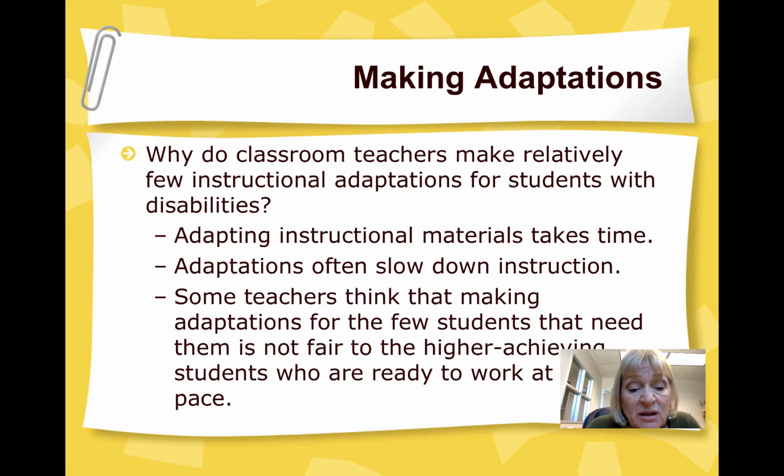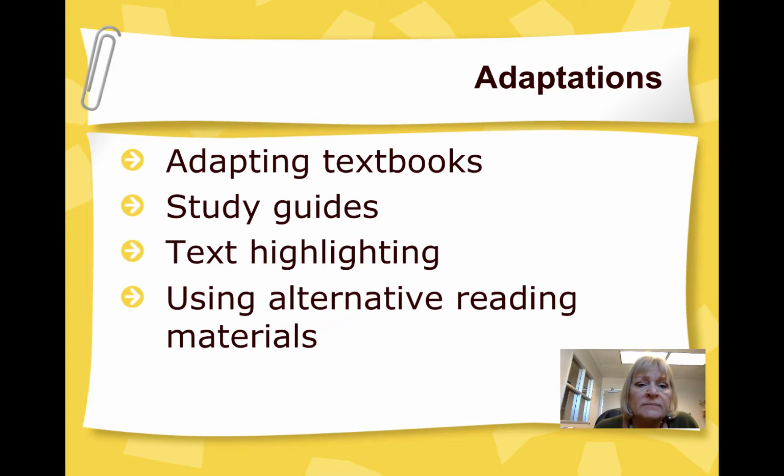And some teachers think that making adaptations for the few students that need them isn't fair to the higher achieving students who are ready to go at a faster pace. So they teach to the middle and the above average students, but they're not really thinking about how do I make sure that I'm meaningfully including all of the learners in my class.